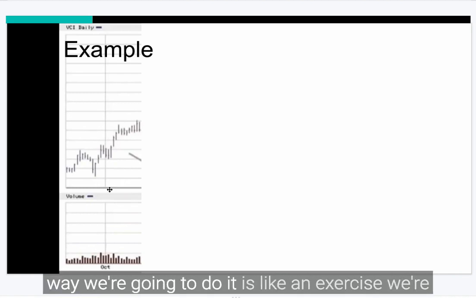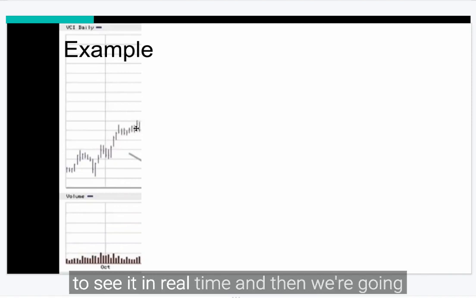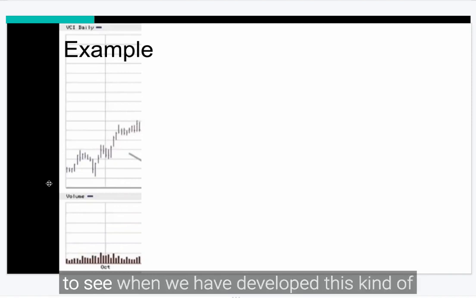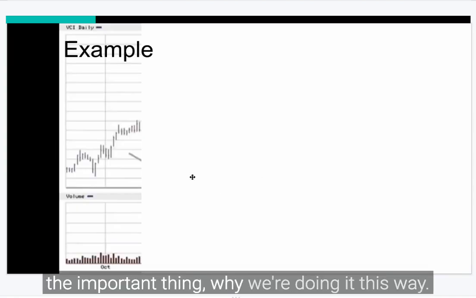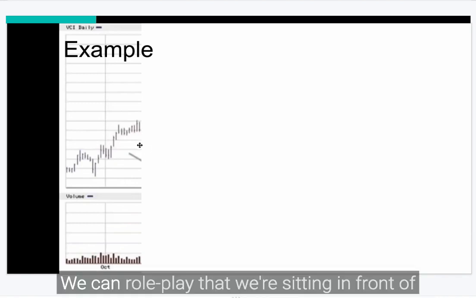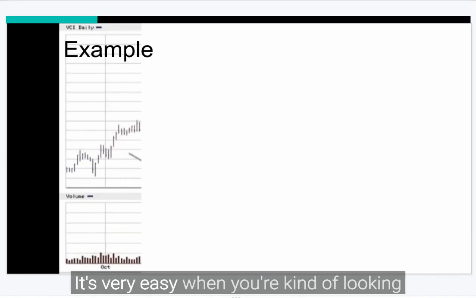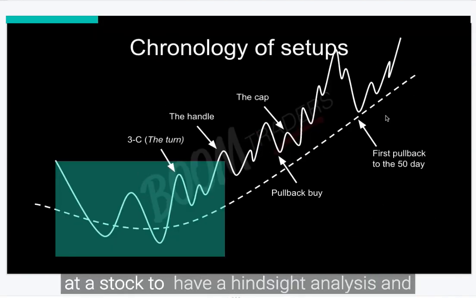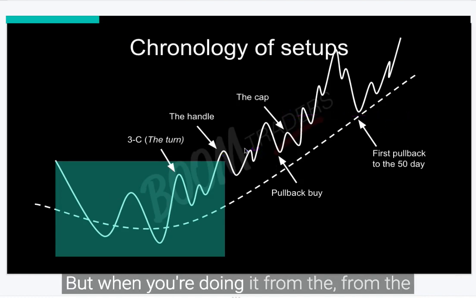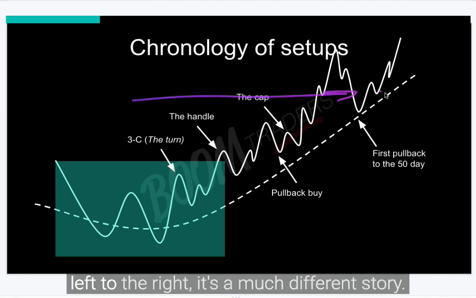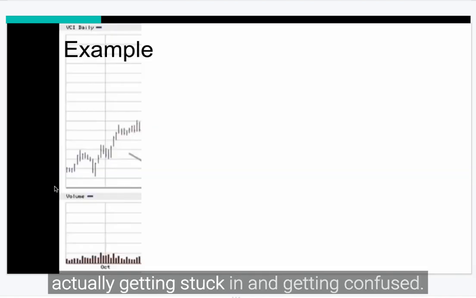The way we're going to do it is like an exercise. We're just going to look and pretend to see it in real time. Then we're going to see when we have developed this kind of right hand compression and when we have not. The important reason we're doing it this way is because we can role play that we're sitting in front of a computer and seeing this in real time today. It's very easy, when you are looking at a stock, to have a hindsight analysis and say, oh yeah, I should have bought here. But when you're doing it from left to right, it's a much different story, and that's where a lot of new traders are getting stuck and confused.